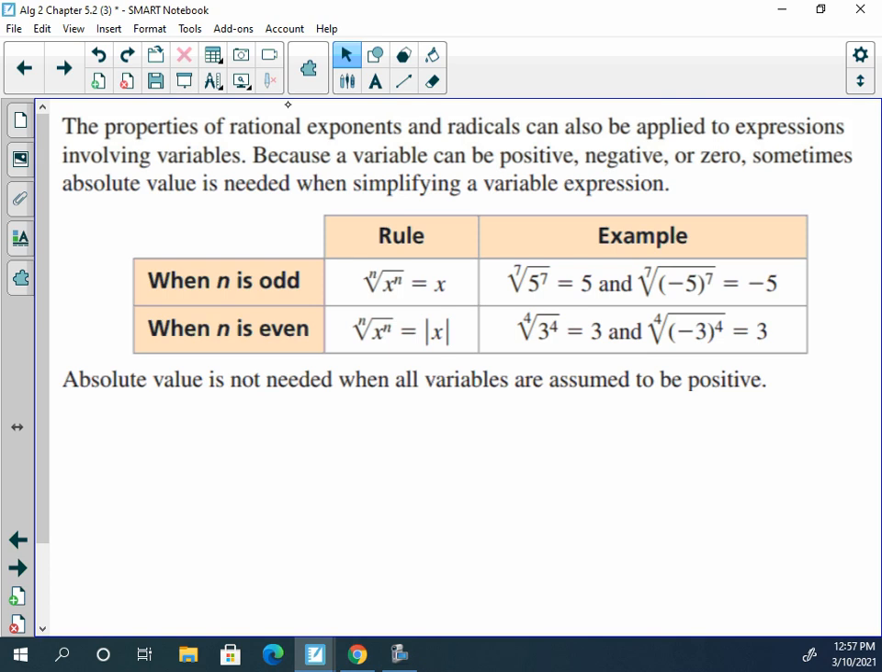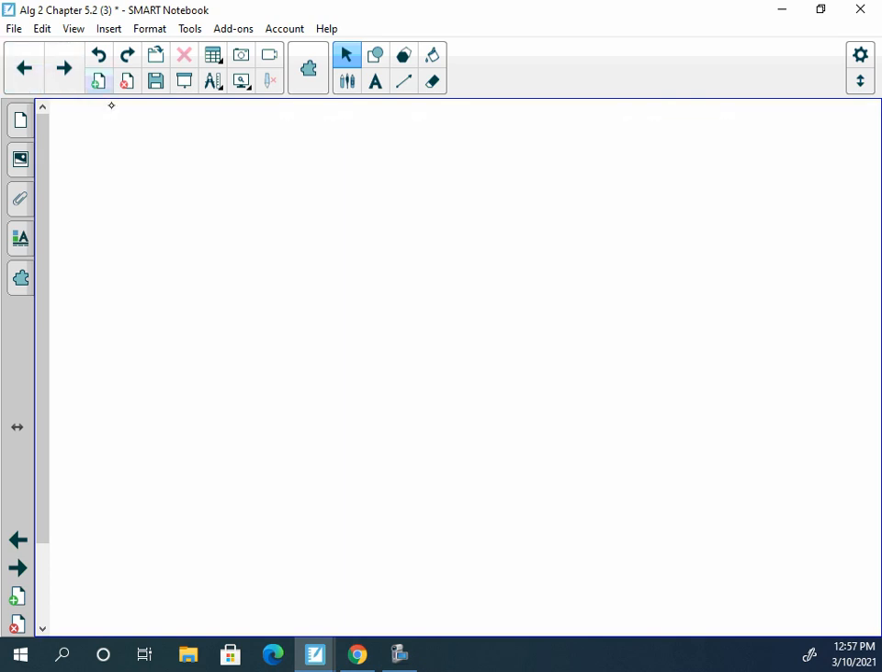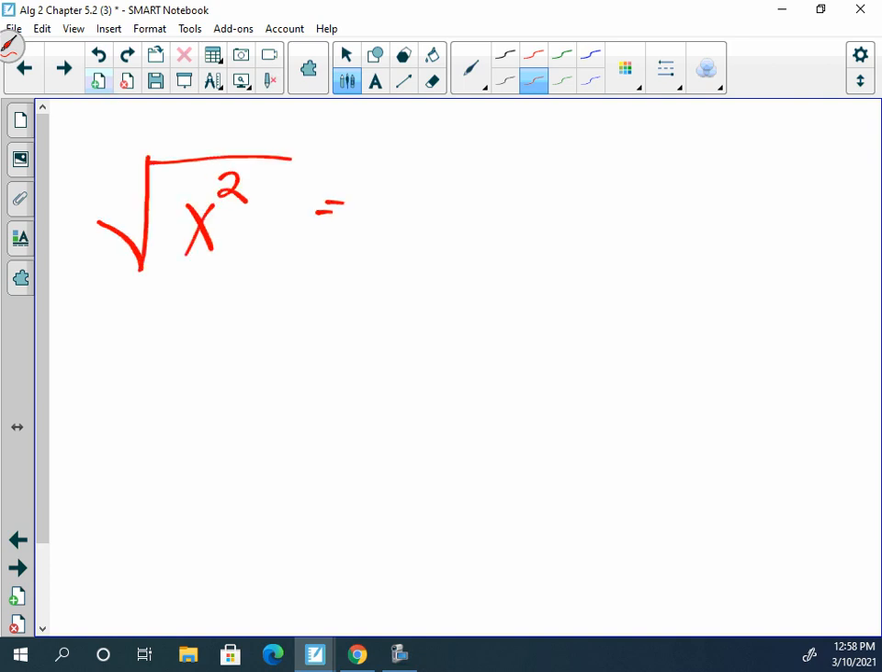Properties of rational exponents and radicals. Now, a variable, just a variable x, can be positive, negative, or 0. We can plug any value we want in for a variable, yes? So, let me get another page. I'm going to explain and go into detail about this with examples to see how this works. Okay? So, say we have the square root of x squared. What is the square root of x squared? X, okay?